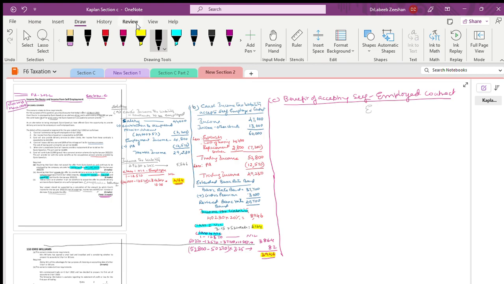This is employed, and the second one is self-employed. Nothing we have to do, we have to just take into consideration what we have calculated. Okay, how much is the salary here? Salary is 44,000. Okay, here it is 0. Trading income here it will be 0. Here it will be 52,800. Fine.